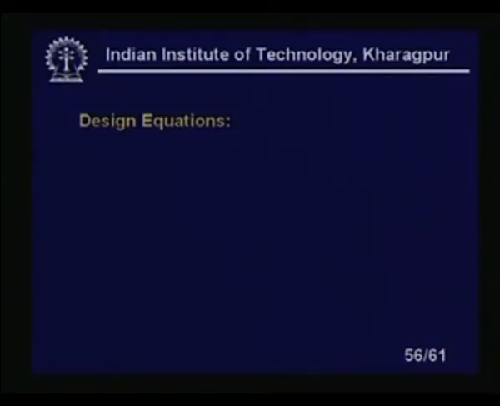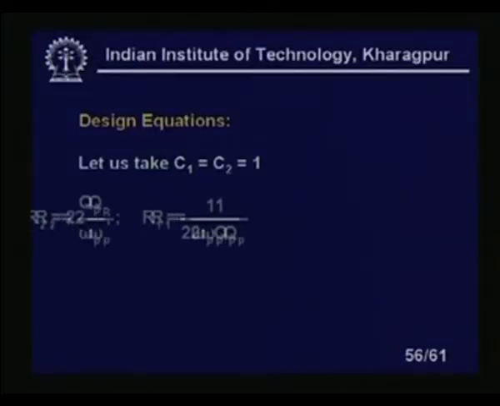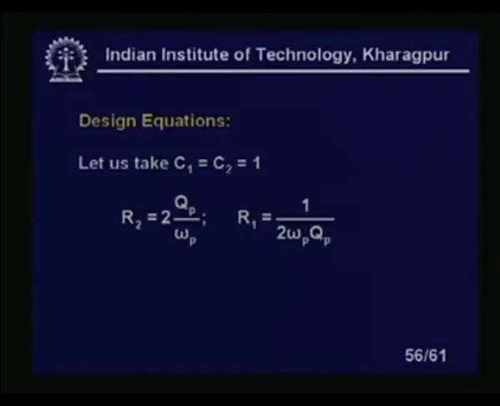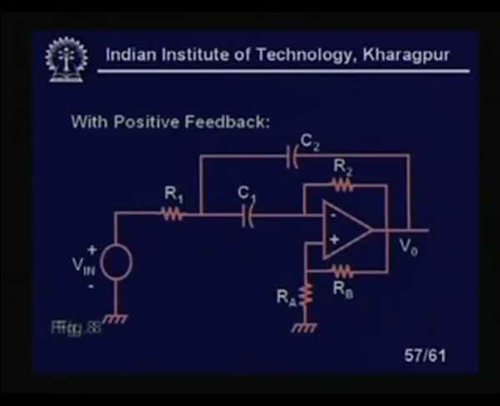Now, design equations. In the case of negative feedback topology, simple negative feedback topology or negative feedback without positive feedback, the circuit looks like this. Let us take C1 equal to C2 equal to 1 and R2 equal to 2 QP by omega p and R1 equal to 1 upon 2 omega p QP. So, this is our circuit without positive feedback. And this circuit is with positive feedback.